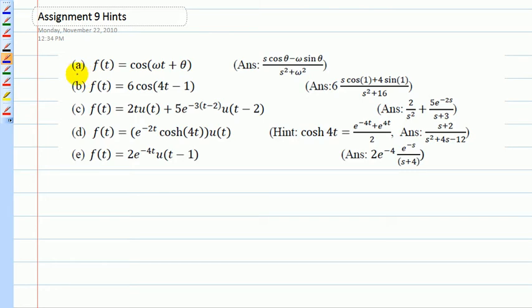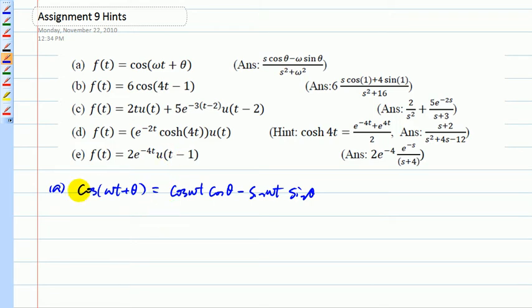Okay, so for part 1a, what I want you to really do is not just simply look at a table and provide the answer. That's really kind of too simple. Because you have a cosine function here, I want you to expand this one using a trig identity. Okay, so you expand it, and then you take Laplace transform of both sides.